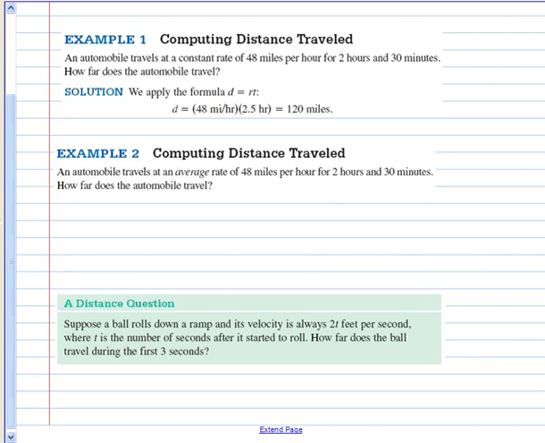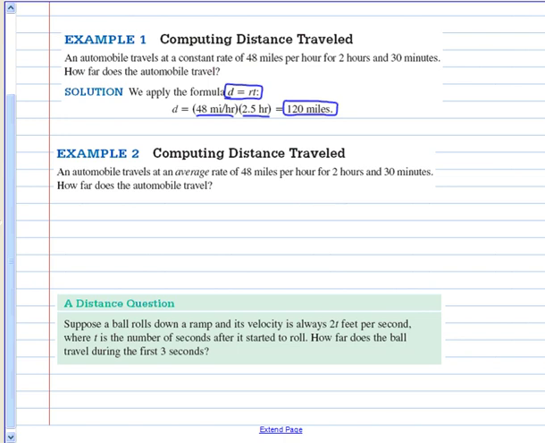Example 1, computing distance traveled. An automobile travels at a constant rate of 48 miles per hour for 2 hours and 30 minutes. How far does the automobile travel? Well, we know distance equals rate times time, so I should be able to multiply my rate times my time and figure out we went 120 miles.